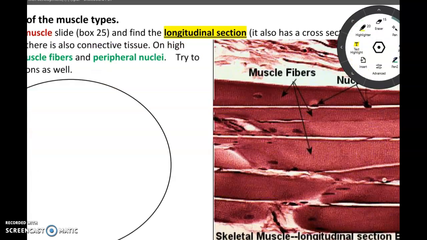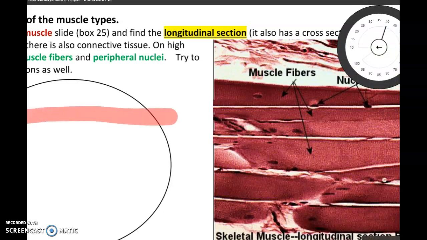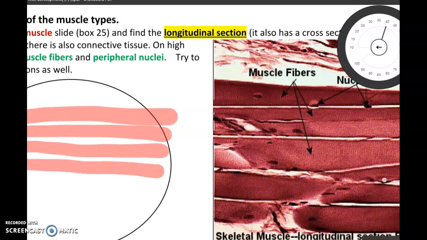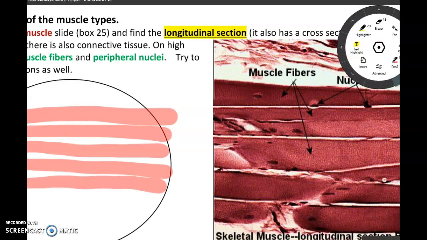So, here's skeletal muscle. I believe I gave you the choice to either draw it or to take a screenshot and label it. It's whichever makes you feel better. I'm in a drawing mood, so I am going to draw it. Now, it has long parallel fibers. So here are my long parallel fibers of skeletal muscle. And it has a light-dark banding pattern. So I will make my striations like that.